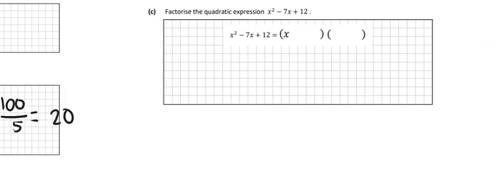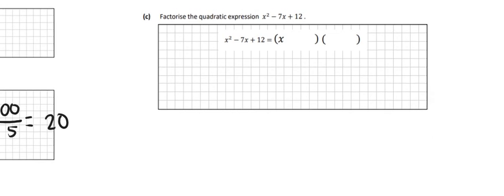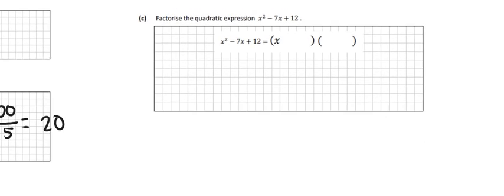Part C then says to factorize the quadratic expression. So it tells you it's a quadratic expression. So the trick here is you're going to find two numbers that will multiply to give you positive 12 and that would add together to give you negative 7. So with factorizing quadratic expressions, you always find two numbers that multiply to give the last term and add to give you the middle term, the b term that's in the middle.